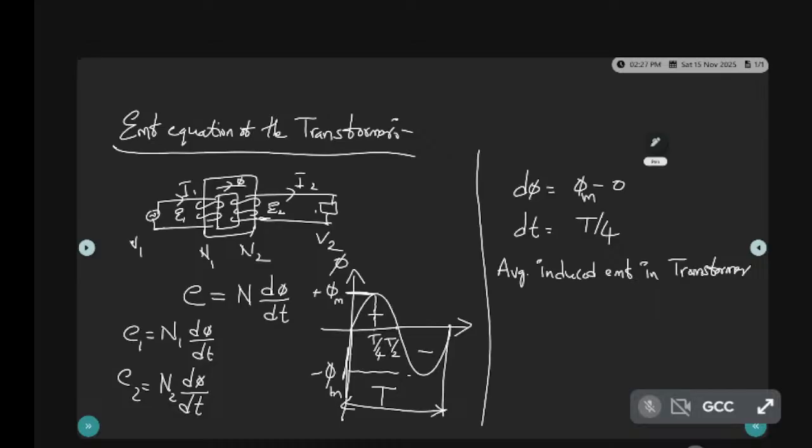Average induced EMF in the transformer is given by E average or E1 average. That is up to you. If you use E1, you have to use N1. It is given by N1 dΦm/dt, with t by 4. So t by 4 means you can write N1 Φm 4 by t. So E1 average, if you mention N1, you have to mention E1. Otherwise, E average is equal to N Φm 4 by t.